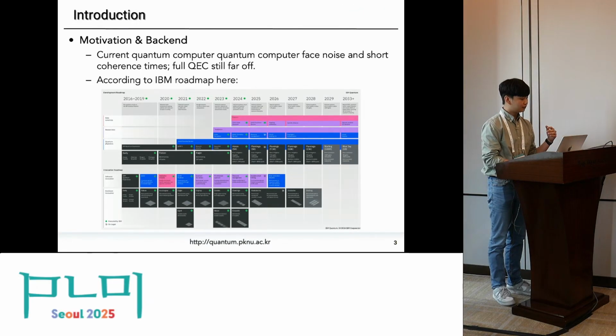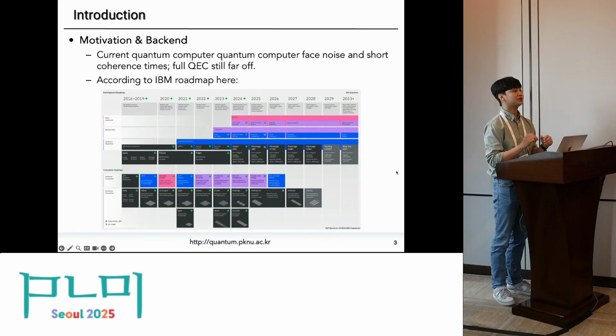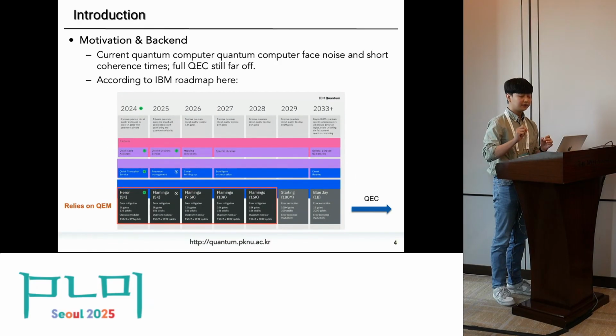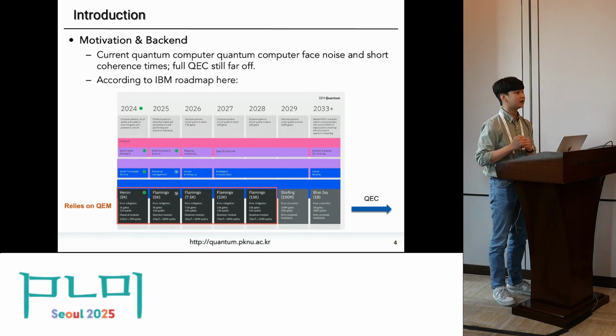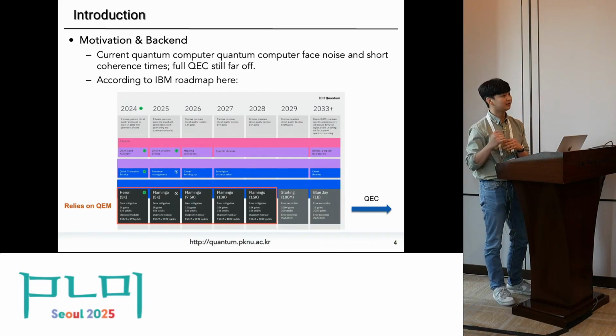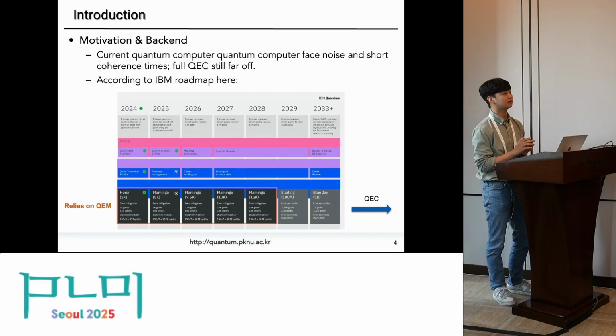And moving on to the introduction, as you all know, currently quantum computers have many noise issues, and QEC is still far from reach. According to the IBM roadmap here, we are still relying on QEM until probably 2028. After that, hopefully we can get a QEC that can correct the logical qubit. But until then, there are still issues that QEC itself, like surface code, cannot correct.